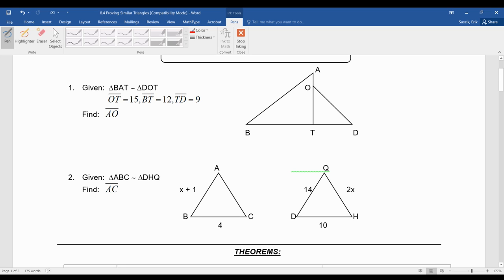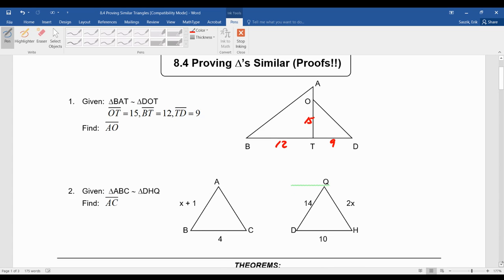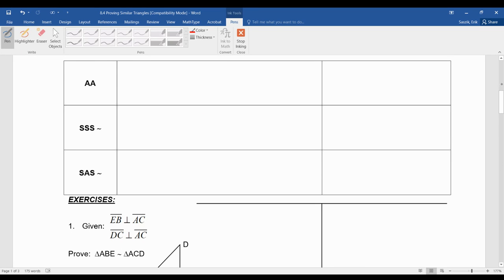Proving similar triangles. Lots going on in this video. First of all, these opening problems are good ones to look at. I'm going to do a little labeling here. 15, BT is 12, TD is 9. Of course, it's skipped. Now, pay attention to the letter pattern. It's easy to get this thing wrong.